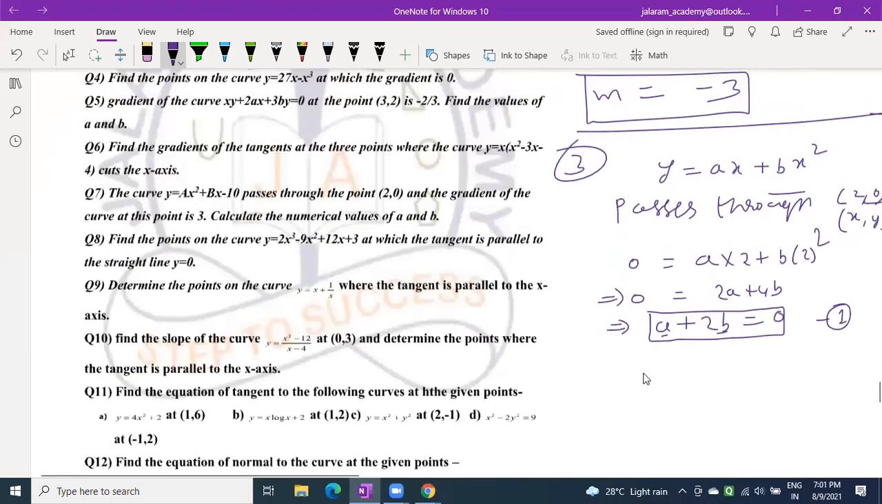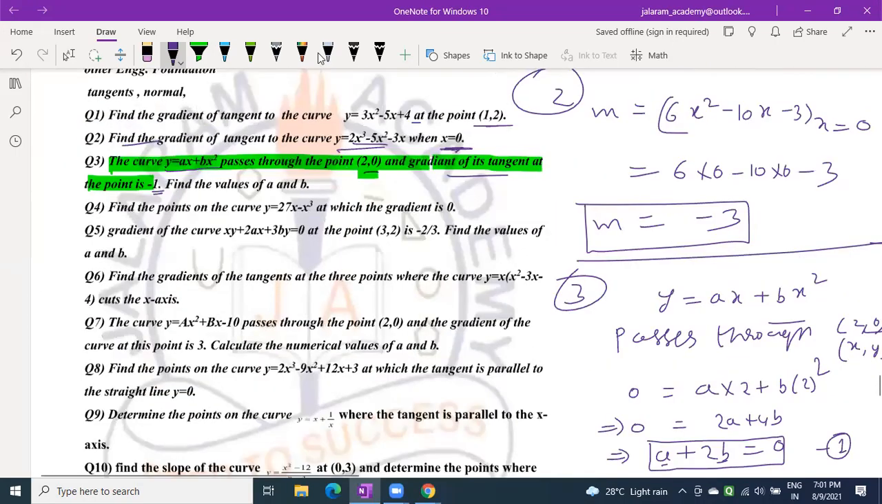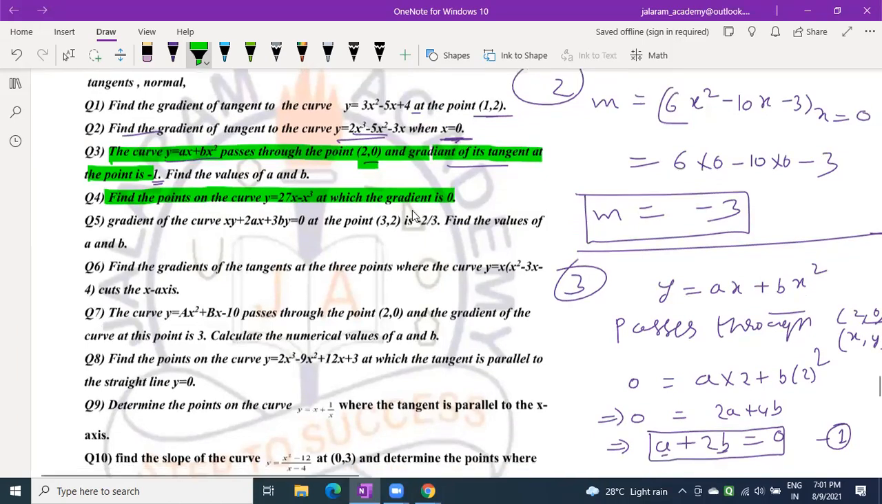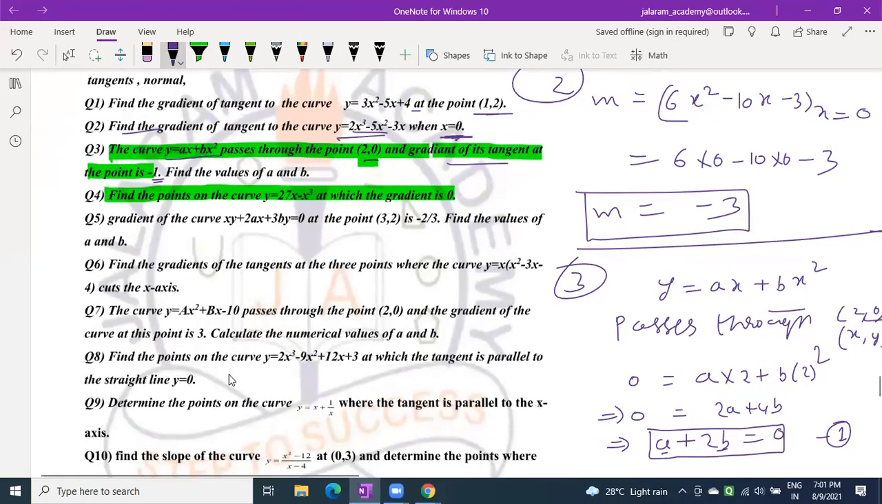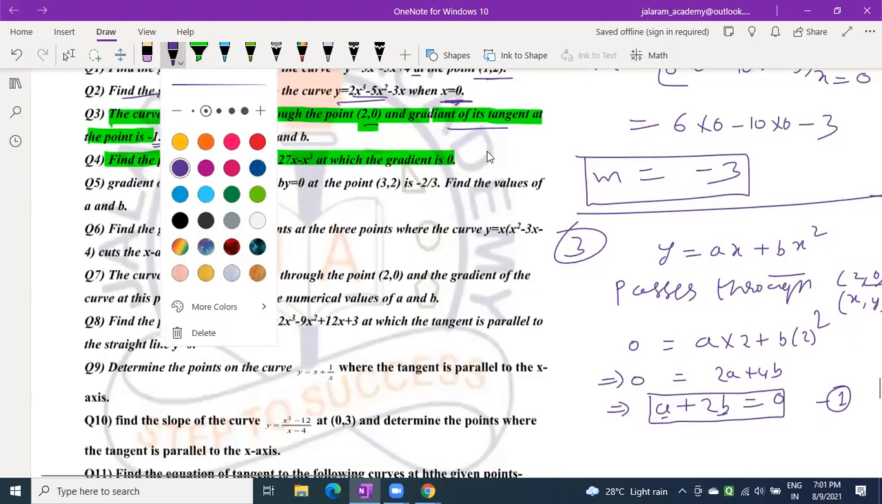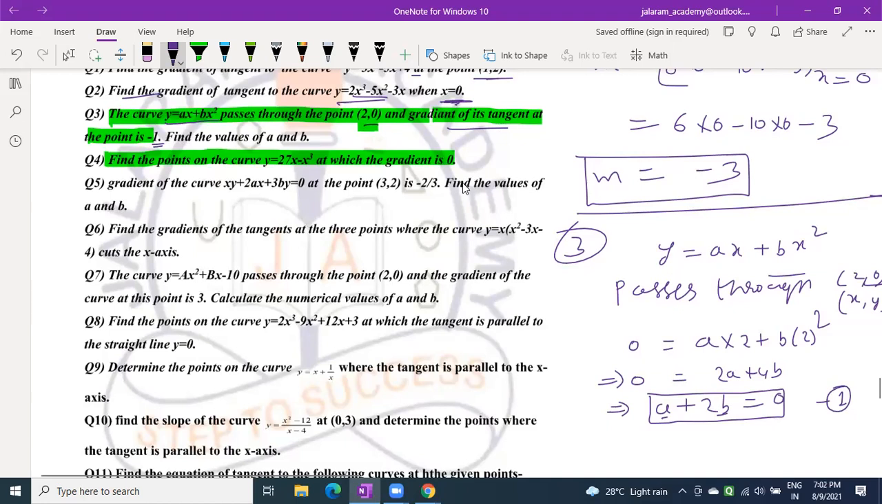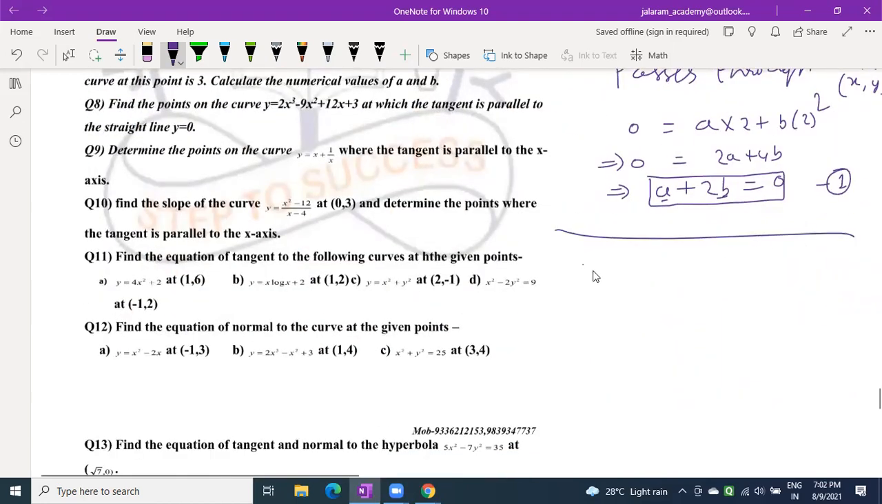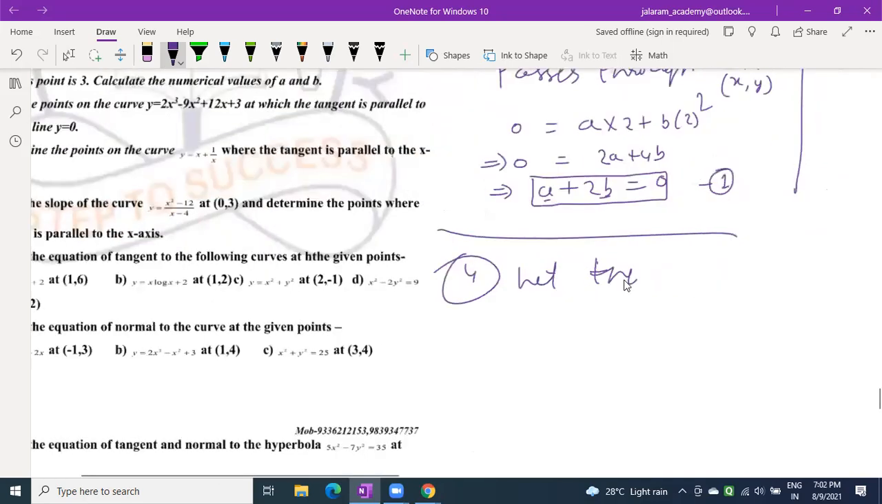So there are several questions in this sheet to understand the concept of tangents. In this, find the points on the curve at which the gradient is 0. Question number 4. How to find the point on the curve y equals 27x minus x cube at which the gradient is 0? For this, first we find the gradient. Let the point be x1 comma y1. Let the point of contact be what we actually have to find.